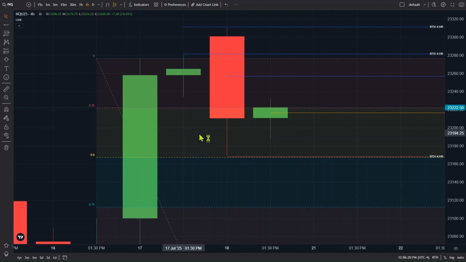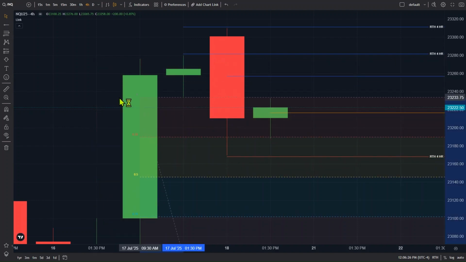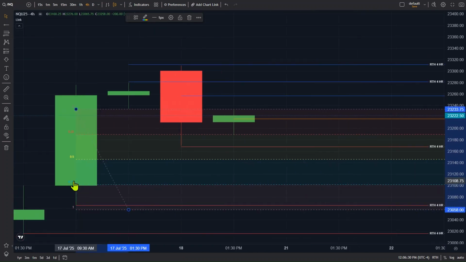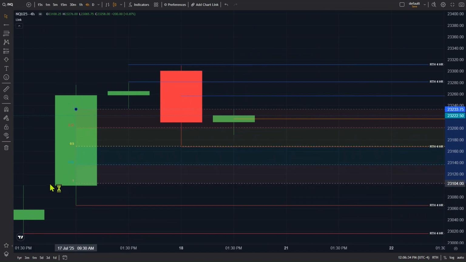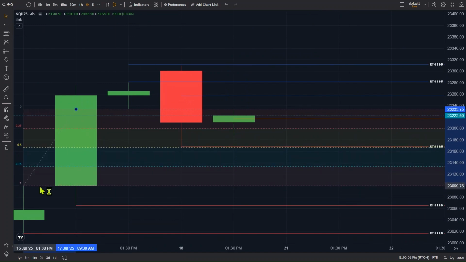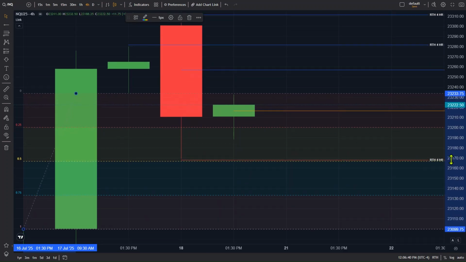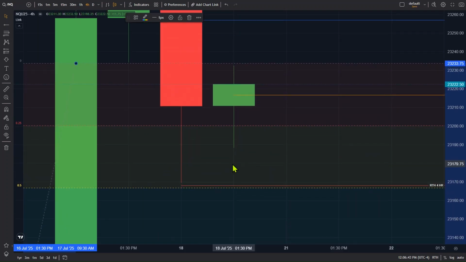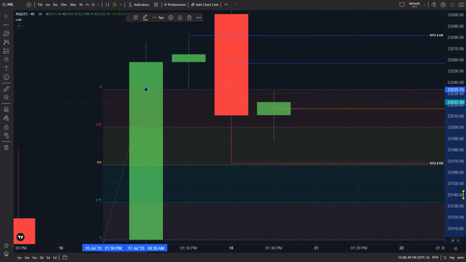And so that's it. Oh, you know what? I'm supposed to be right here. So I have it all drawn out incorrectly. And if we don't include the volume imbalance, that would put us right there. I think that's the way I had it drawn. And we came right down to that 50% and rejected. So it wasn't to the tick like I thought.